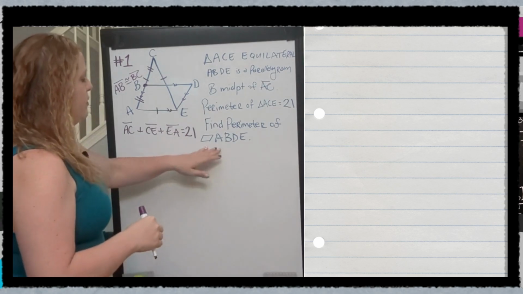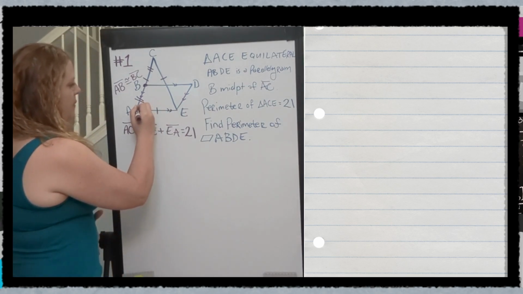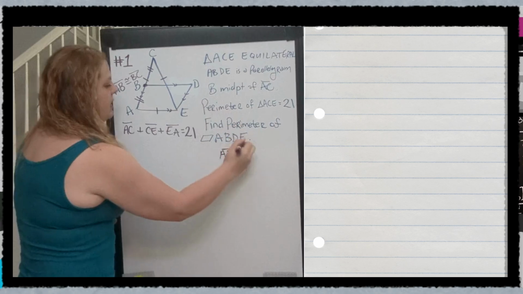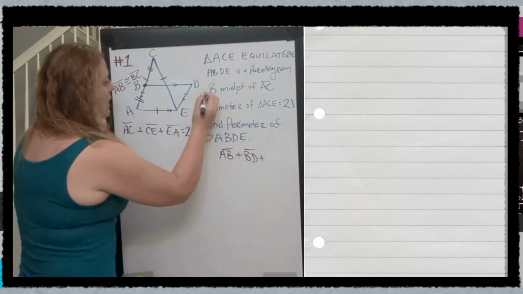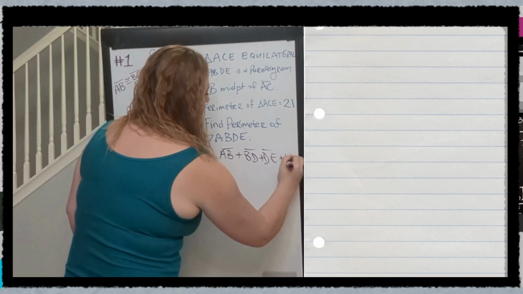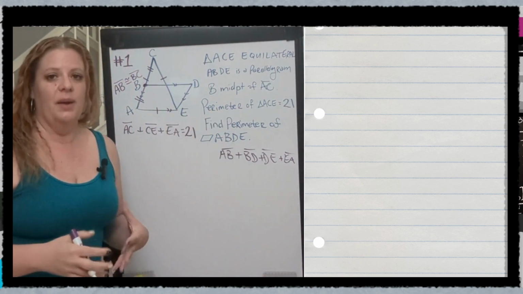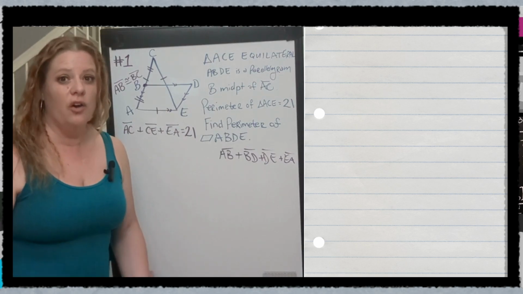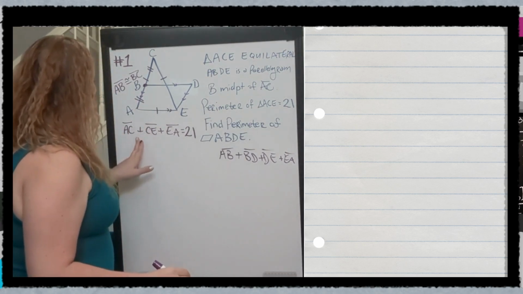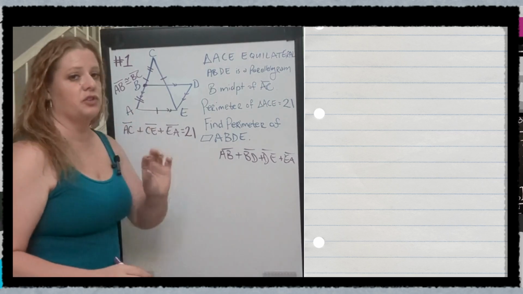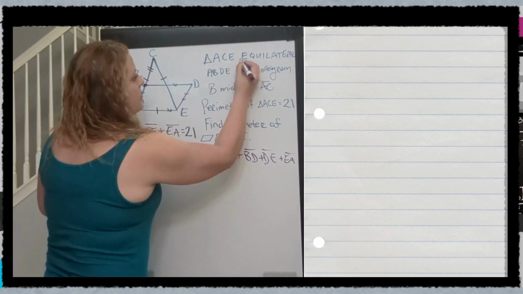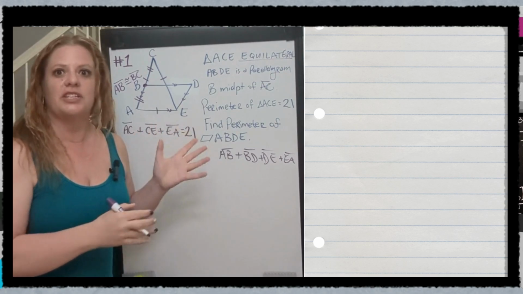So to get the perimeter of the parallelogram, we have to add up AB plus BD plus DE plus EA. Okay, so we just have to add up all four sides, but we have to figure out how big those sides are. Well, our biggest clue, because it's the only number we have, is that all three sides together of the triangle equals 21. Well, let's use that and the fact it's equilateral to figure out how long each side is.